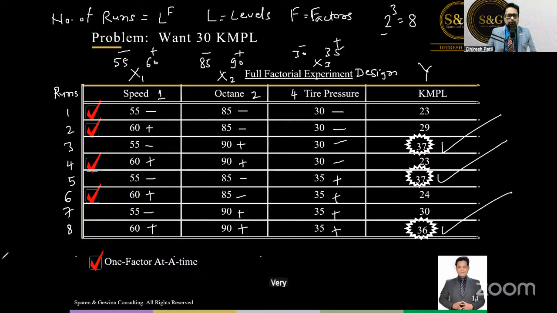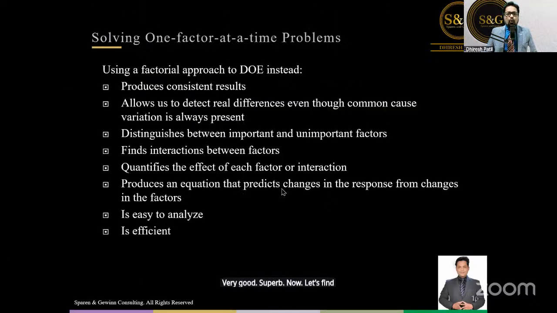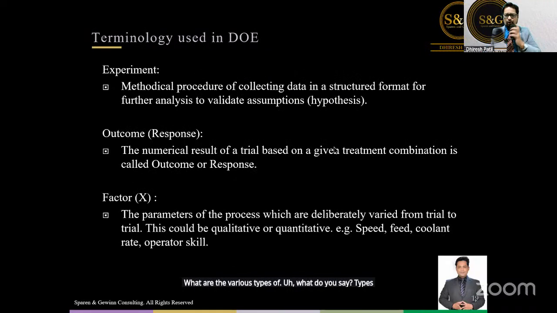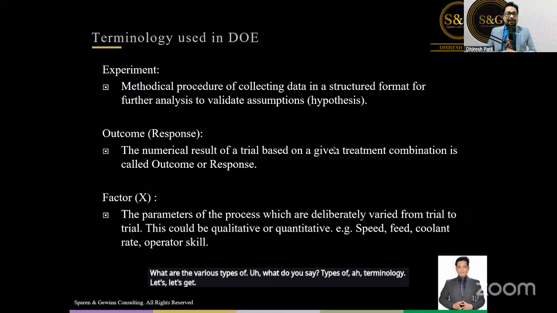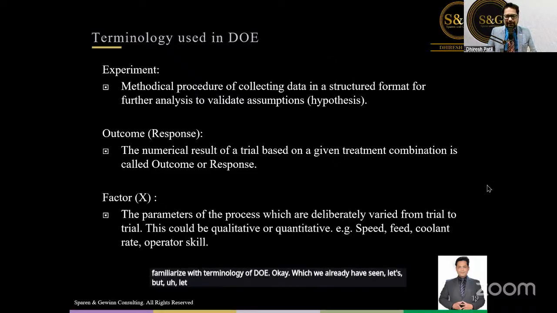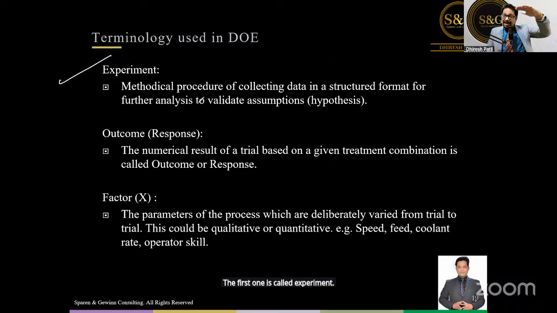Very good. Super. Now, let's find out the various types of terminology. Let's get familiarized with the terminology of DOE, which we have already seen. Let's go through it quickly. The first one is called experiment. The entire 8 runs is called the complete experiment.